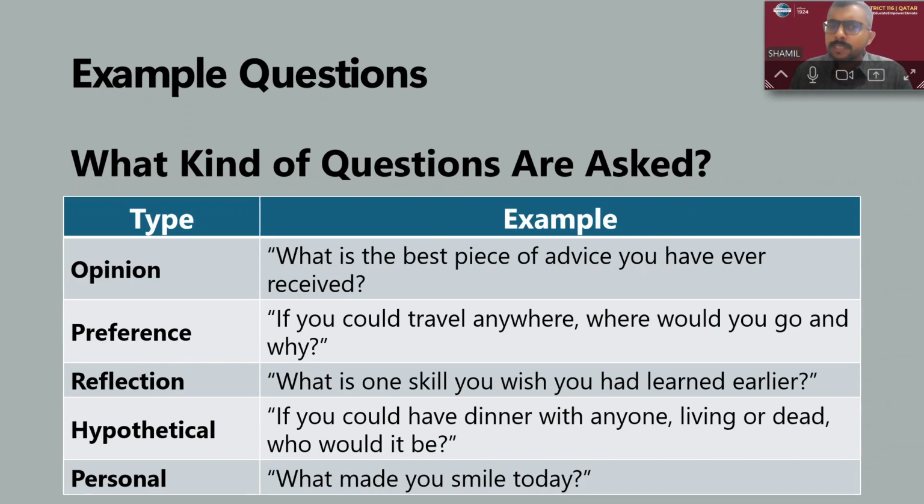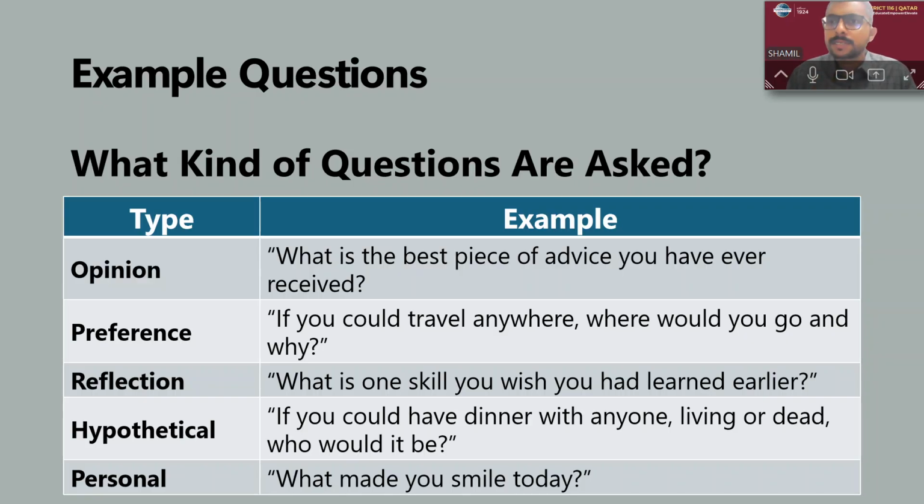Now, what kind of questions are asked during the table topic session? There are several types of questions. I have been in Toastmasters for the last 4 years, and I have witnessed several table topic sessions with different forms of questions. For example, there are opinion based questions, like, as you see on the screen, what is the best piece of advice you have ever received? That is number one. Number two is preference. Preference questions are like, if you could travel anywhere, where would you go and why? It's based on the audience's choice. They can choose one place and then talk about that place.